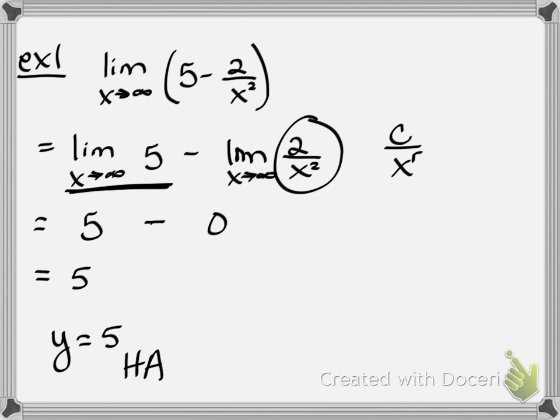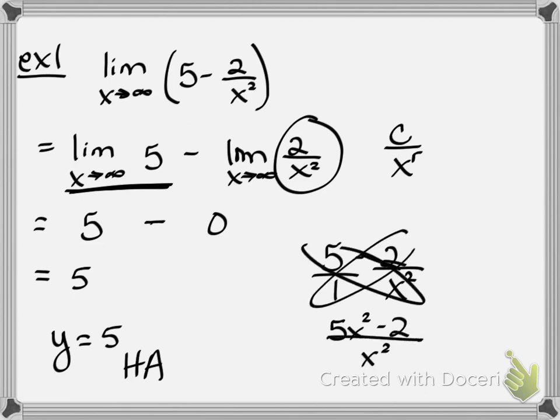If we went through all the math, got a common denominator, doing the butterfly thing, then we would see our degrees are the same. So our horizontal asymptote is at the ratio of the leading coefficients. 5 over 1 is 5. So pre-calculus agrees with calculus.